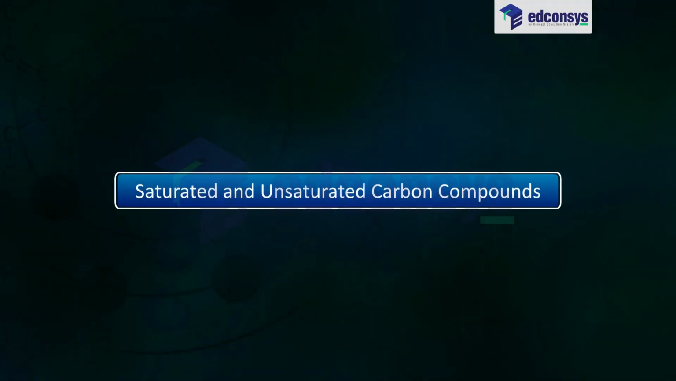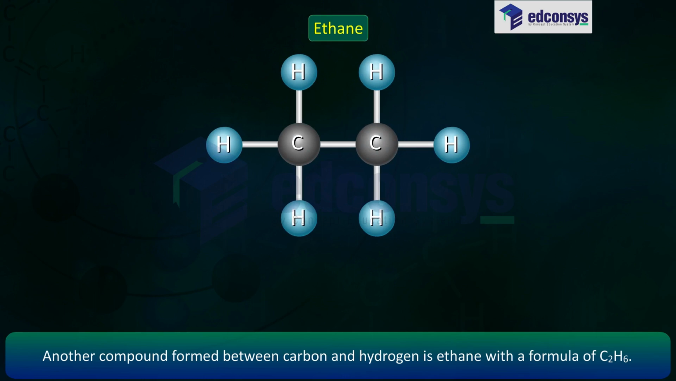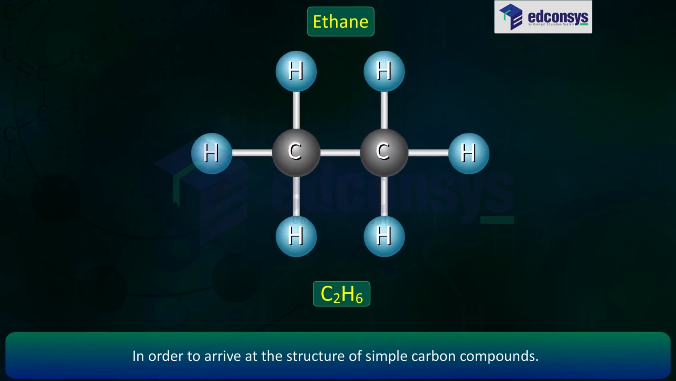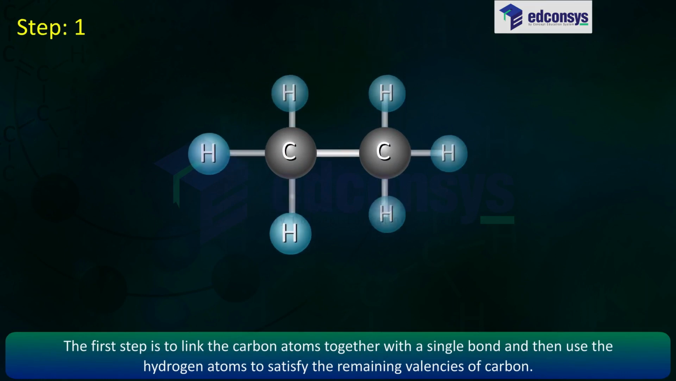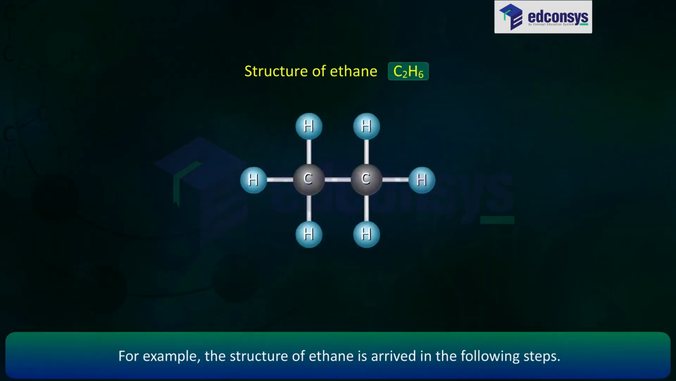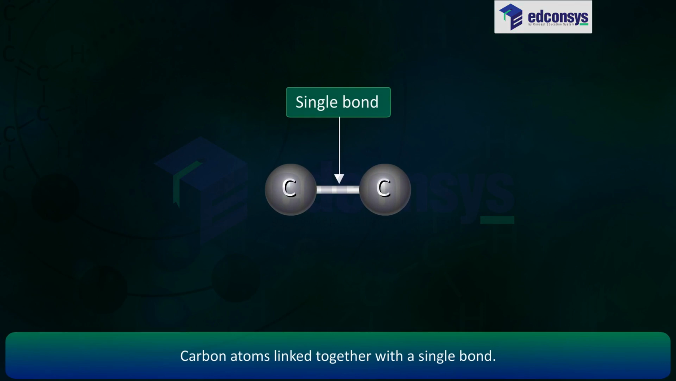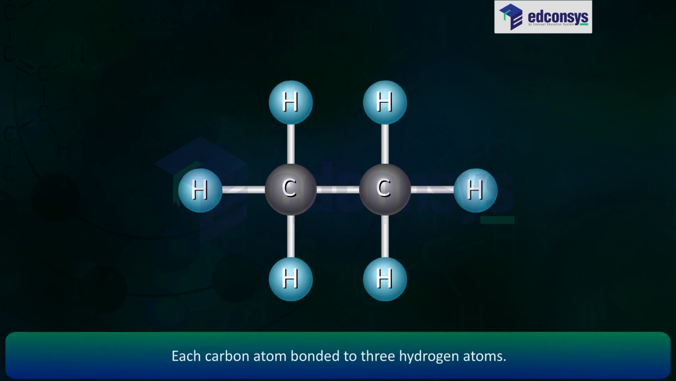Saturated and unsaturated carbon compounds. Another compound formed between carbon and hydrogen is ethane with a formula of C2H6. In order to arrive at the structure of simple carbon compounds, the first step is to link the carbon atoms together with a single bond and then use the hydrogen atoms to satisfy the remaining valencies of carbon. For example, the structure of ethane is arrived at in the following steps. Carbon atoms linked together with a single bond. 3 valencies of each carbon atom remain unsatisfied, so each is bonded to 3 hydrogen atoms, giving each carbon atom bonded to 3 hydrogen atoms.